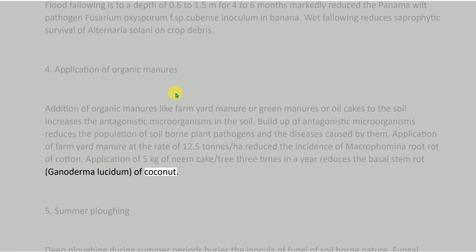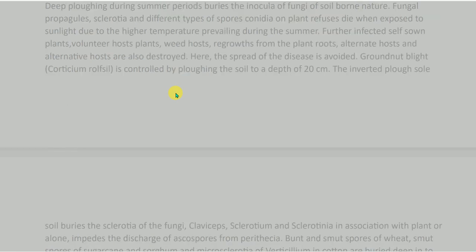5. Summer plowing. Deep plowing during summer periods buries the inocula of fungi of soil-borne nature. Fungal propagules, sclerotia and different types of spores and conidia on plant refuse die when exposed to sunlight due to the higher temperature prevailing during the summer. Further, infected self-sown plants, volunteer host plants, weed hosts, regrowths from the plant roots, and alternate hosts are also destroyed. Here, the spread of the disease is avoided. Groundnut blight, Botrytis cinerea, is controlled by plowing the soil to a depth of 20 centimeters. The plow inverts the soil.